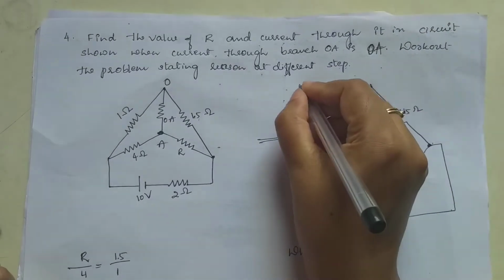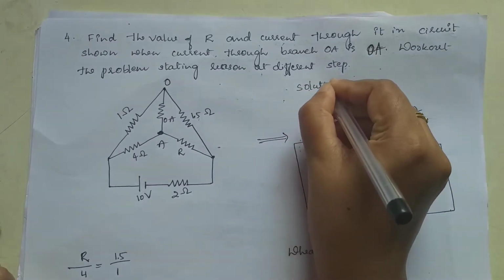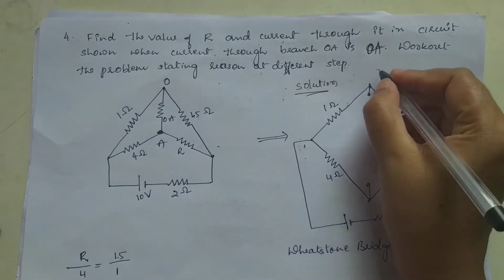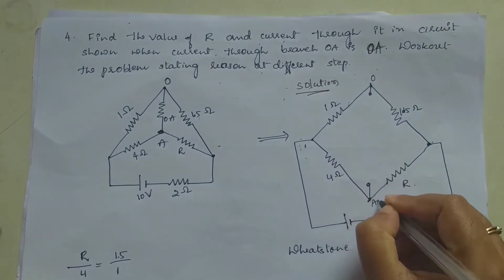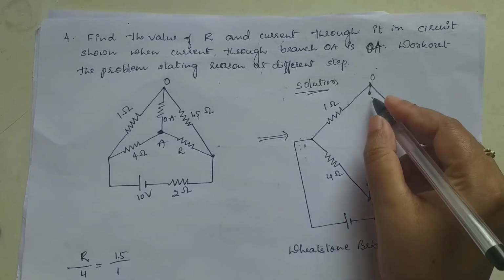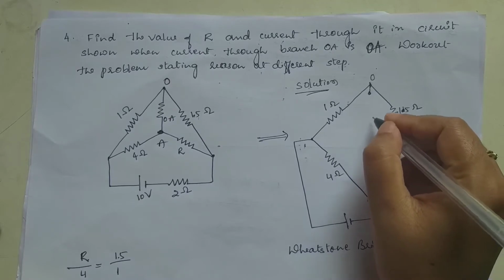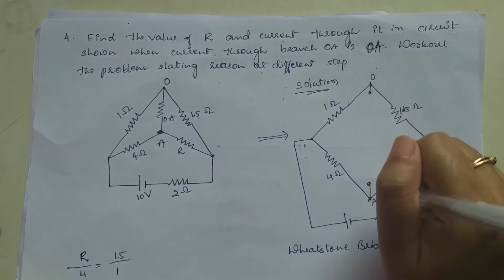This is the solution. When the current through OA is 0, the same circuit can be written like this. The current through OA is 0, so it will be an open circuit, because only in an open circuit will the current be 0. So we can replace it with an open circuit. Rest all are the same.